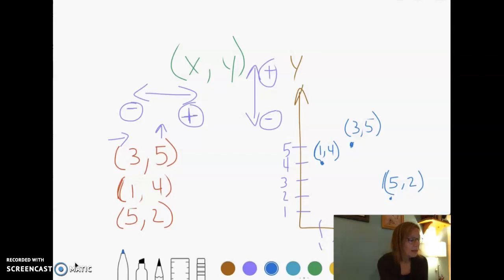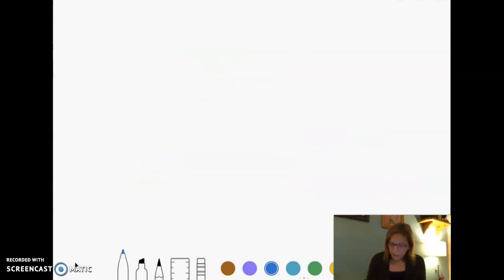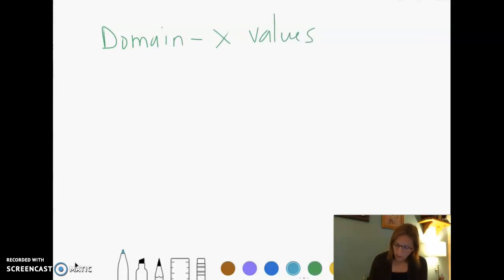All right. Let's talk about one more thing with the coordinate plane, and that is domain and range. So for domain and range, I hope you remember that the domain is the x values and the range is the y values. Okay? So let's do an example.